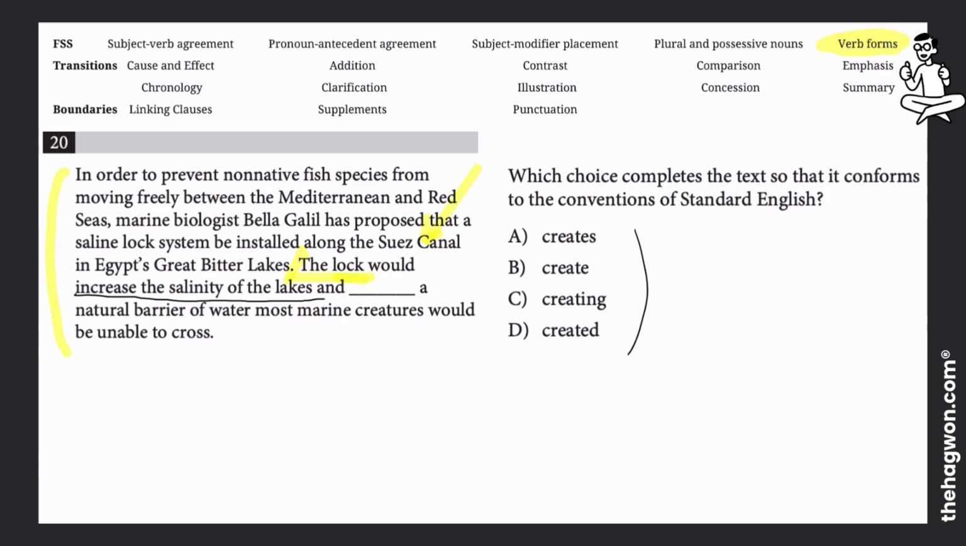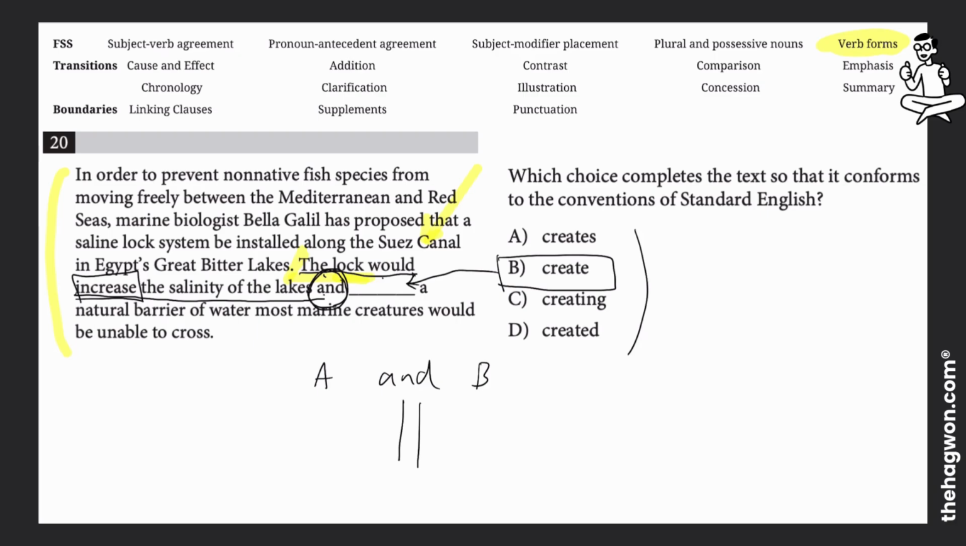This time, our verb forms are attached to a conjunction, a coordinating conjunction. Whenever you have "and," it means that A and B are always parallel. You know that. And so the lock would increase, and the lock would create here.